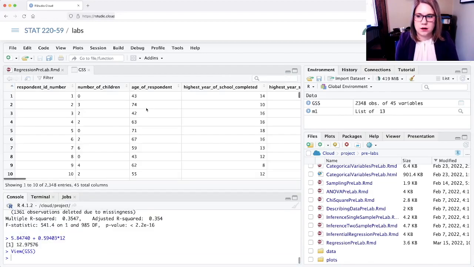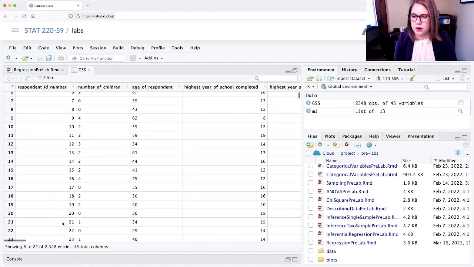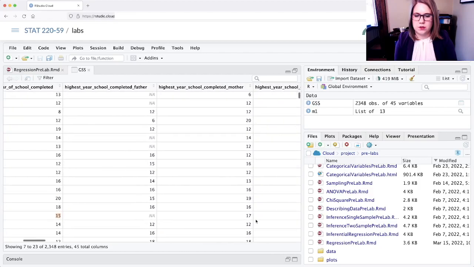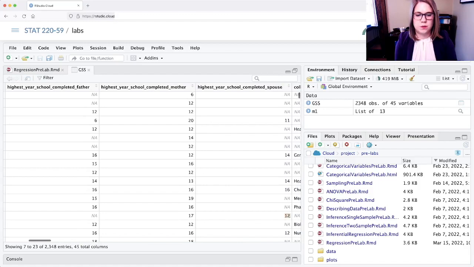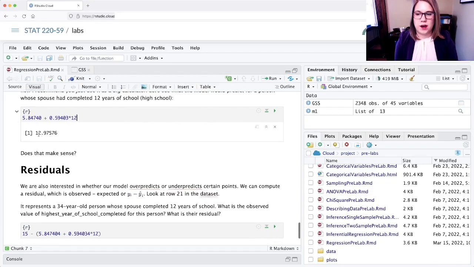Let's go look at row 21 in our data set. I'm going to click here, and then I'm going to make this big. Let's see, row 21. Okay, respondent 21. They have one child, they're 34. They completed 15 years of schooling. And how much schooling did their spouse complete? Their spouse completed 12 years of schooling. So if we were going to make a prediction for this person, we'd plug in 12 for their spouse's school, and we would predict that they would have 12.9756, etc. years of schooling.